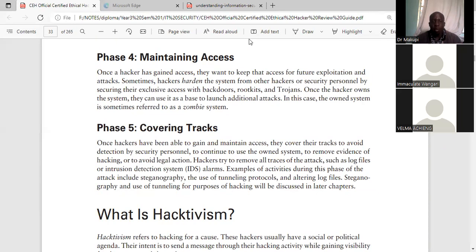So the owned system, very important word, the one which has been attacked, or the hackers own it or control it in one way or another, is known as a zombie system. Now, after you have maintained access or you are inside it, you now cover your tracks. So once hackers have been able to gain and maintain access, they cover their tracks to avoid detection by security personnel.